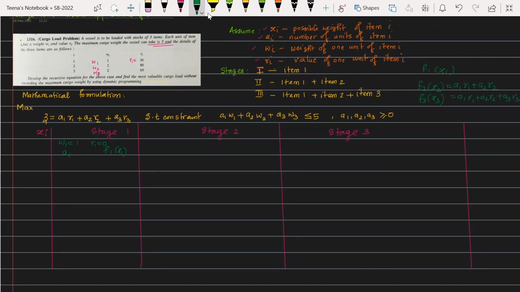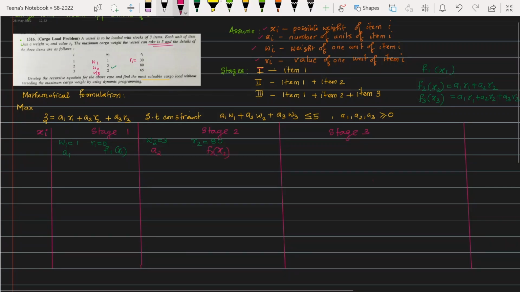Okay. So that is how we define our F1 X1, F2 X2 and F3 X3. So here we have A1 and F1 X1 for stage 1. In stage 2 we define the values for the item 2 and it is W2 is equal to 3. It can be seen from the question given. So W2 is equal to 3 and R2 is equal to 80. And therefore we are going to split our expression, our column into two parts. One is A2 and the other is F2 X2.